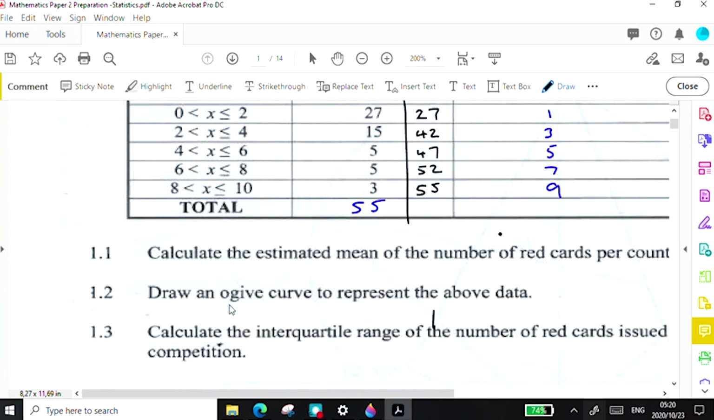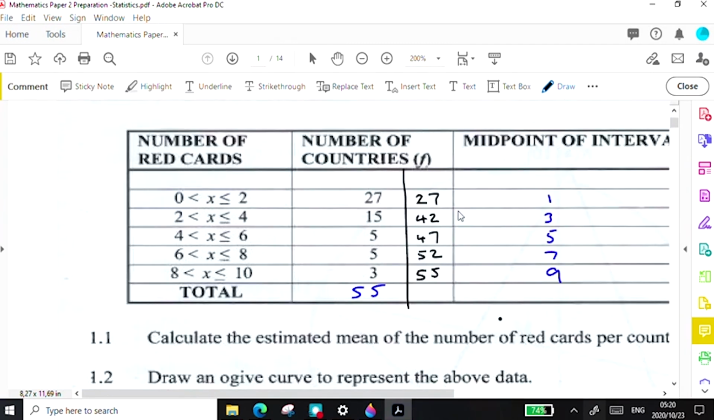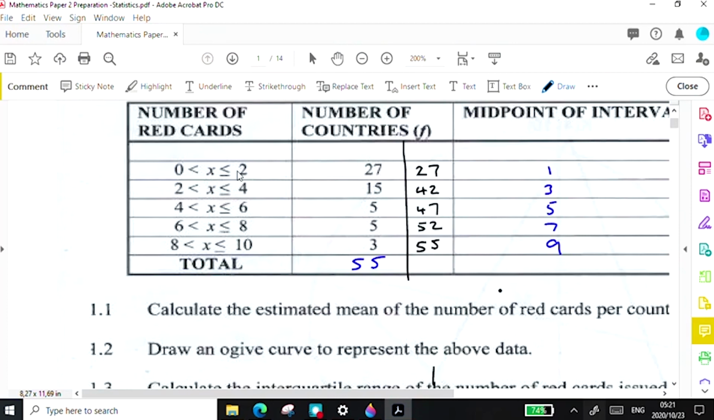Now, to draw an ogive, we need the cumulative frequency and we need the upper limit. At x equal to 2, the cumulative frequency is 27. When x is equal to 4, the cumulative frequency is 42. When x is 6, it is 47. When x is 8, it is 52. And when x is 10, the cumulative frequency is 55.